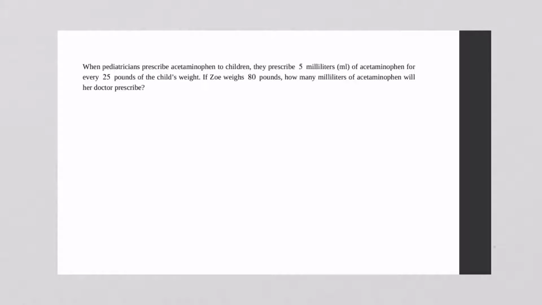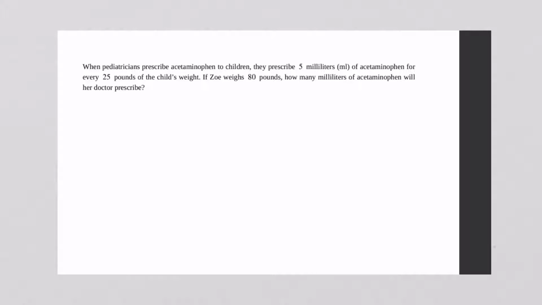So in this case, it says when pediatricians prescribe acetaminophen to children, they prescribe 5 milliliters of acetaminophen for every 25 pounds of the child's weight. If Zoe weighs 80 pounds, how many milliliters of acetaminophen will her doctor prescribe?